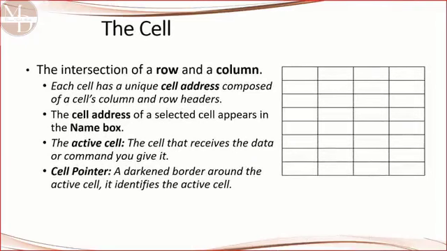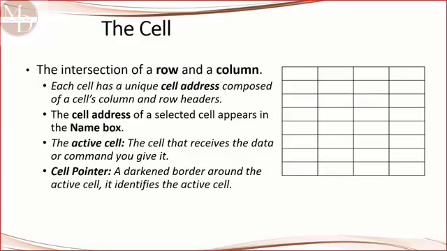A cell is the intersection of a row and a column. Each cell has a unique cell address, which I've already shown you earlier, where you see G6. The combination of the column heading and the row heading gives the address of a particular cell. Then the name box: the cell address of a selected cell appears in the name box. The active cell is the one that receives your data, and the content of the active cell is displayed in the formula bar. Then there's what we call the cell pointer. It's a darkened border around the active cell.